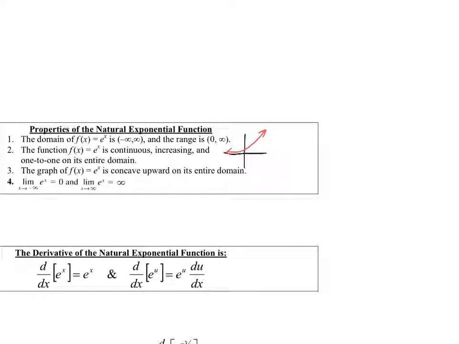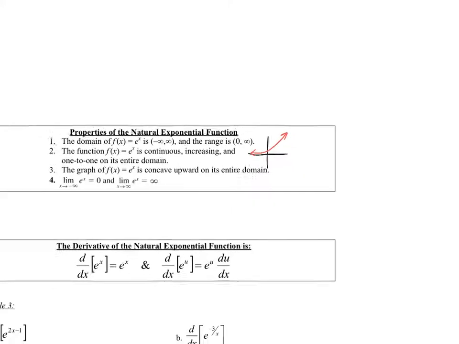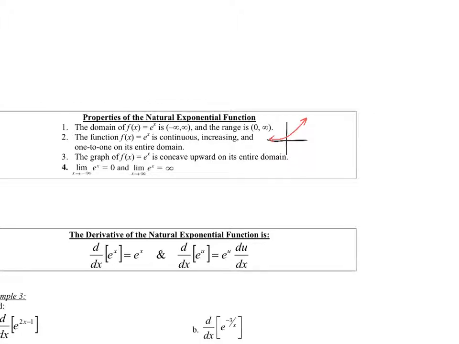It says that the graph of e to the x is concave upward on its entire domain. And also notice the limit as x approaches negative infinity is 0. That's why we have that horizontal asymptote. As we go to positive infinity, though, it's going towards infinity. Now, a rule that we have looked at in the past is that the derivative of e to the x is e to the x.